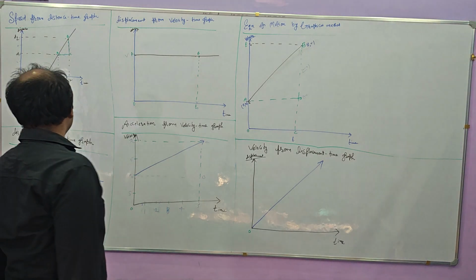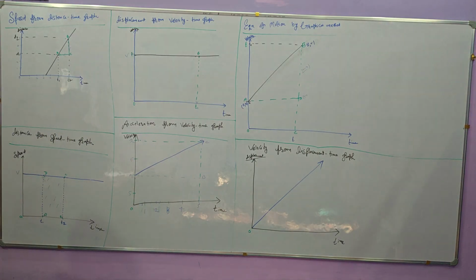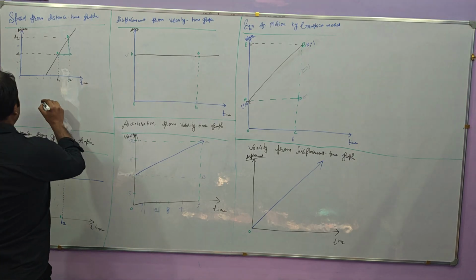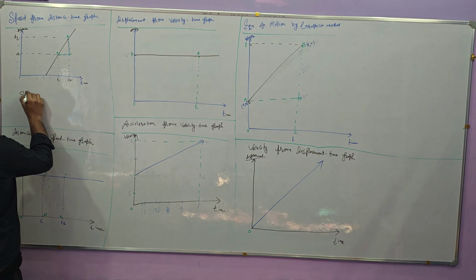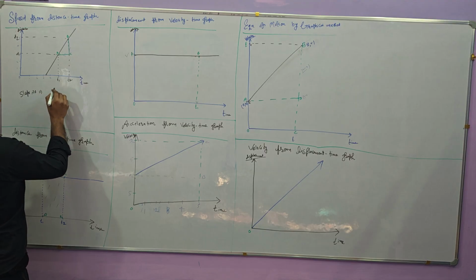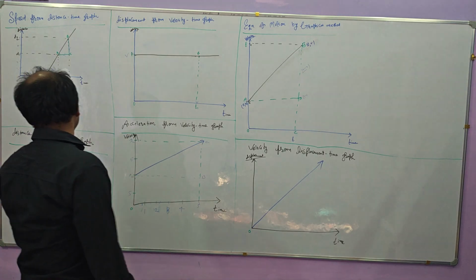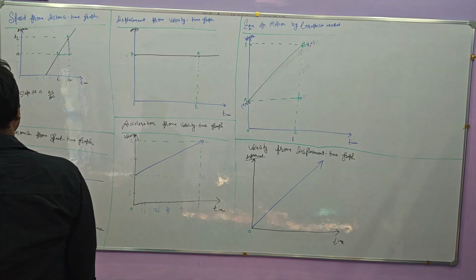and we know slope of distance time graph gives speed. So here slope AB is equal to BC upon AC.